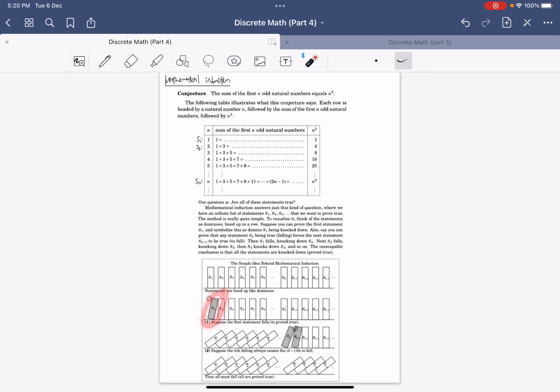Because your first one is true, it will cause the second one to be true, third one to be true, fourth, fifth, and so on. And so you just need to prove that the base case is true, and you need to prove this step. This is called the inductive step. You need to prove that the inductive step, where you assume the inductive hypothesis Sk is true, leads to Sk plus 1 is true. And so essentially it's proving S1, and you're proving this statement, Sk implies Sk plus 1 is true. Hence, this is the simple idea behind mathematical induction. Let's see how we can use it in solving problems.